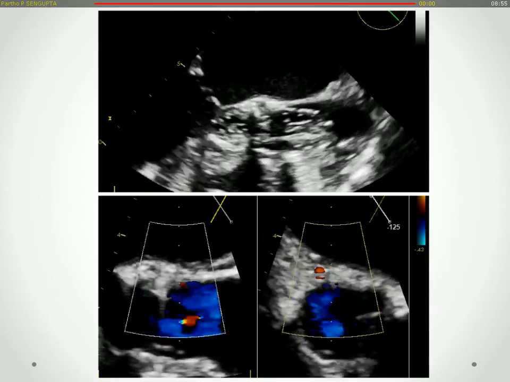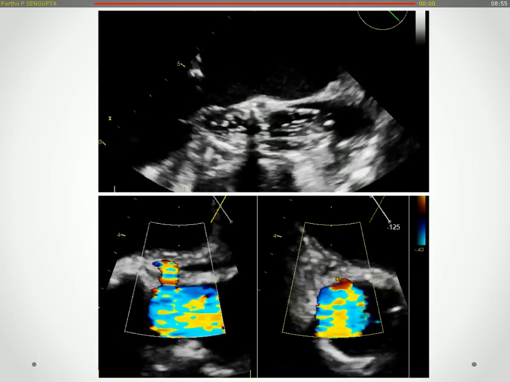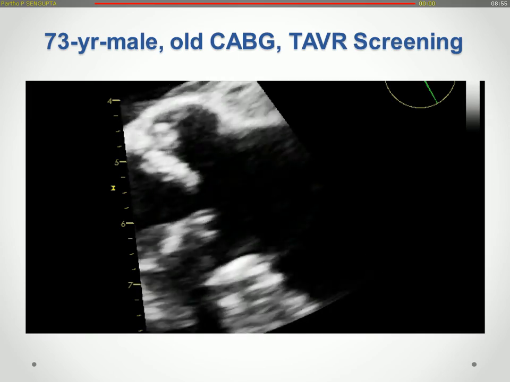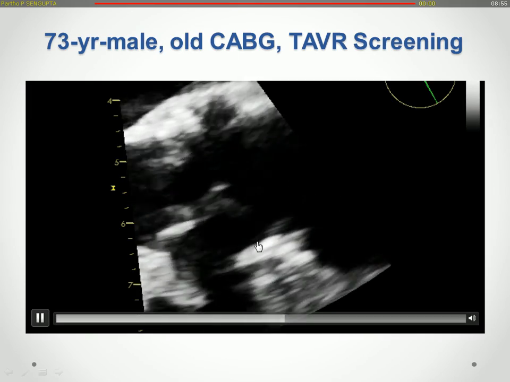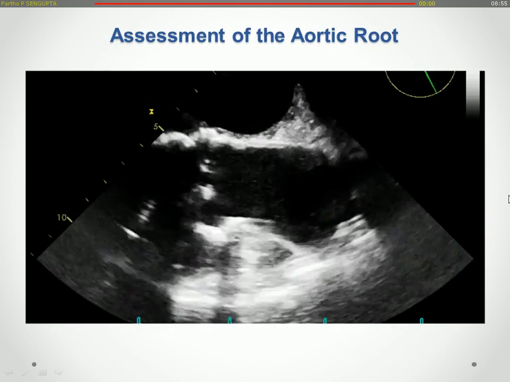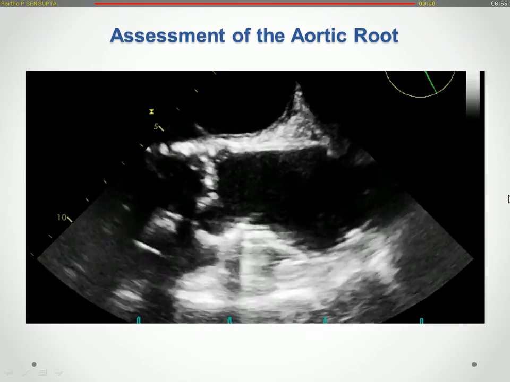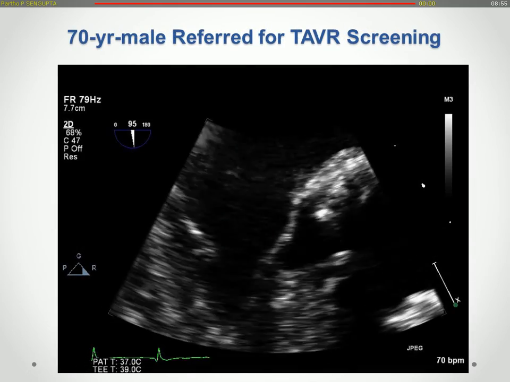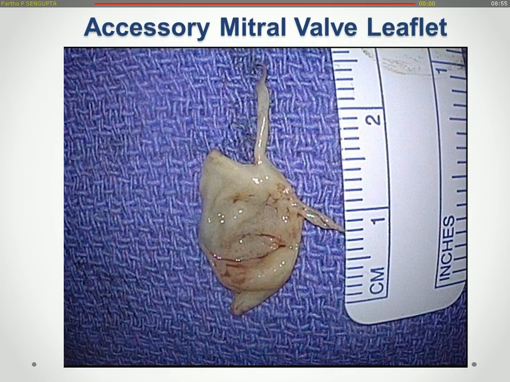So here we will be able to see that with careful assessments, we'll be able to provide a dynamic environment. Here you have some vegetations which are also important to recognize for stroke, assessment of the ascending aorta, and mobile structures which can be something like an accessory mitral leaflet.